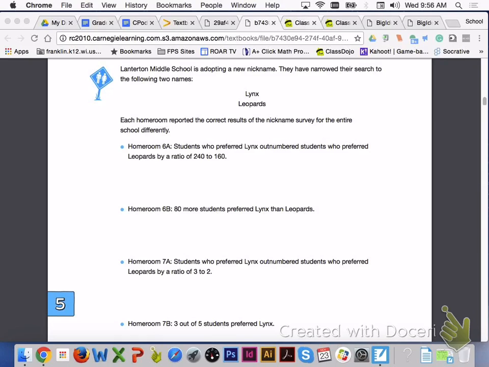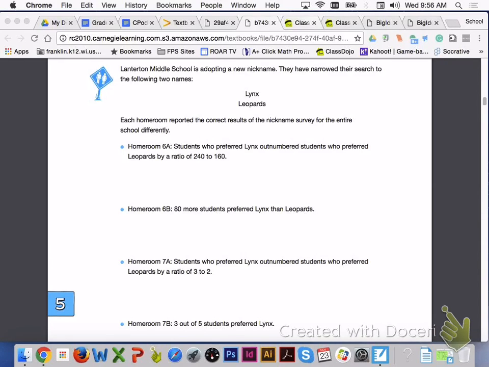Turn to page 316, problem 1. Lanternton Middle School is adopting a new nickname. They have narrowed their search to the following two names, either the Lynx or the Leopards. Each homeroom reported the correct results of the nickname survey for the entire school differently. So let's take a look at the four homerooms.